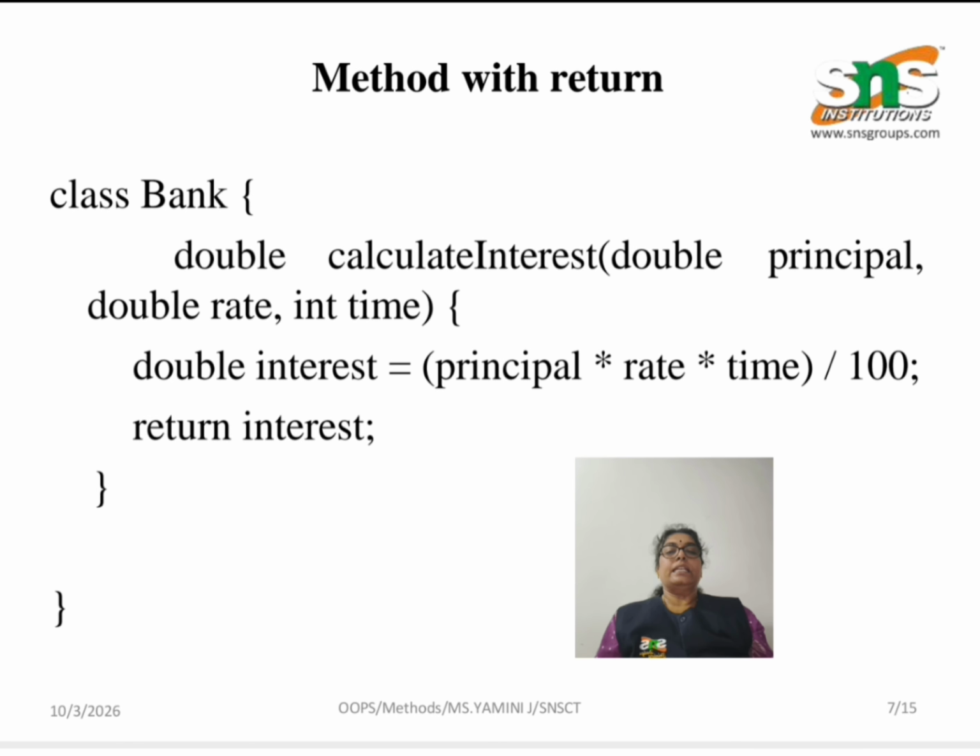Since it does not return any value, its return type is defined as void. Void methods are commonly used when the goal is to perform tasks like displaying messages, updating records, or executing operations where no value needs to be sent back.